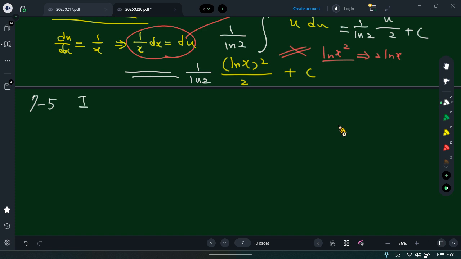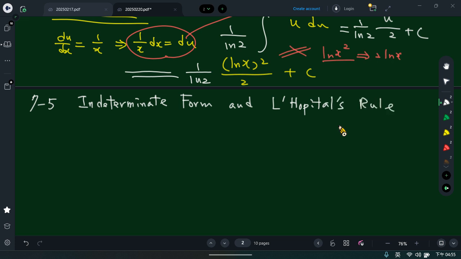Section 5 is talking about indeterminate form and L'Hospital's rule. So let me just show you the theorem about L'Hospital's rule. So what is L'Hospital's rule?